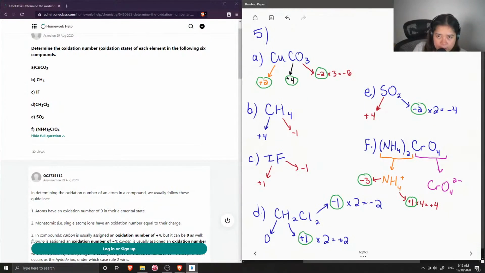Okay, so now let's do the same thing for the chromate. Oxygen typically has an oxidation number of -2. So I'm going to circle that in green. But there are 4 oxygen atoms. So let's multiply this by 4. And it gives off an overall -8 charge. So if we want our chromate ion to have an overall -2 charge, then that means that the chromium should have an oxidation state of +6.